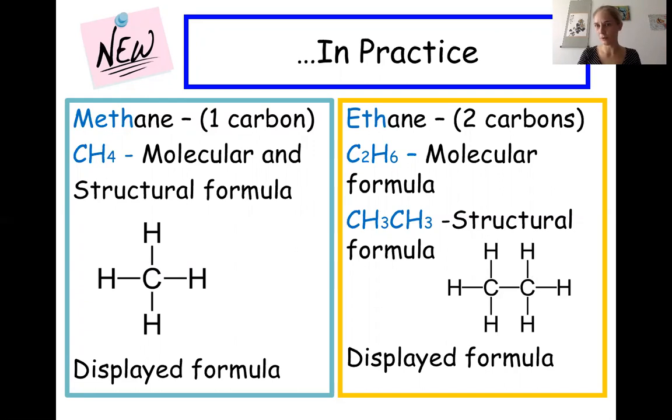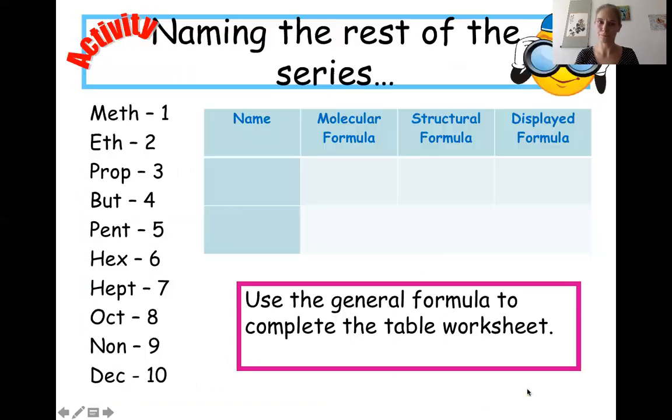So you should have found the empirical formula is different. The empirical formula for methane is the same as the molecular formula and the structural formula. CH4 is the simplest ratio that methane can be, whereas ethane, the simplest ratio it can be is CH3. That would be our empirical formula. So ethane has a different molecular formula, structural formula, and empirical formula. For methane, they're all the same.